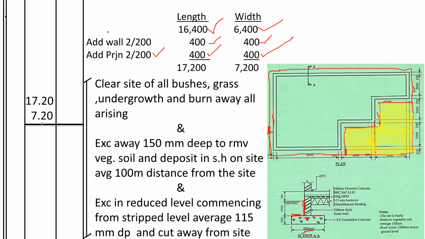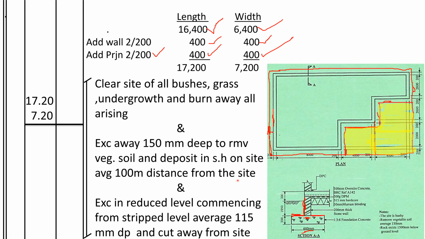So in that area, we shall clear the site of all bushes, grass, and undergrowths, and burn away all arising. Then on the same area, we shall excavate away 150 millimeters deep vegetable soil. Remember, we had been told in the notes here that the topsoil is 150 millimeters. To remove vegetable soil and deposit it in soil heaps on site, average 100 millimeters distance from the site.